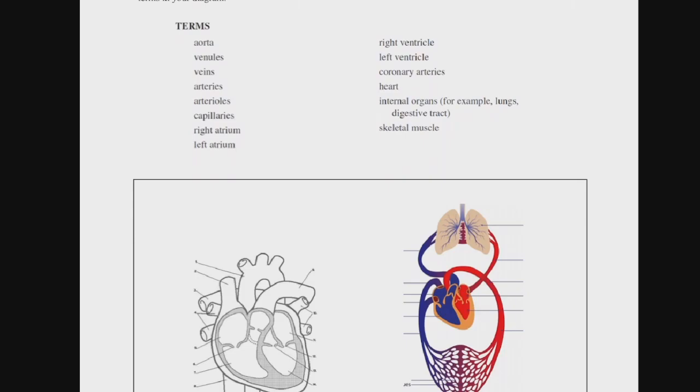So first we're going to start with the aorta, and this guy right here is known as the aorta. It's very strong. Aorta is what pumps the oxygenated blood to the rest of our body. Super important. The next thing on the list is venules.